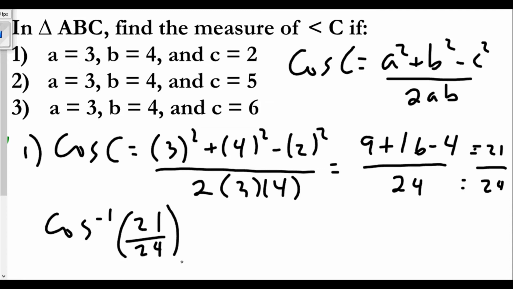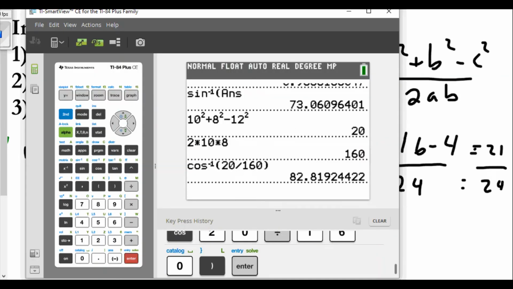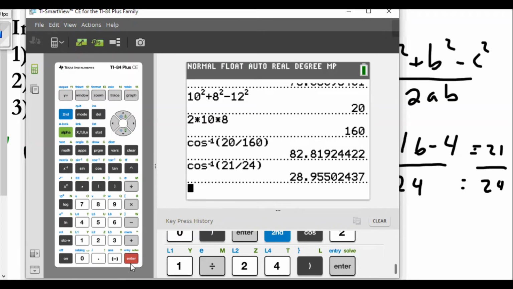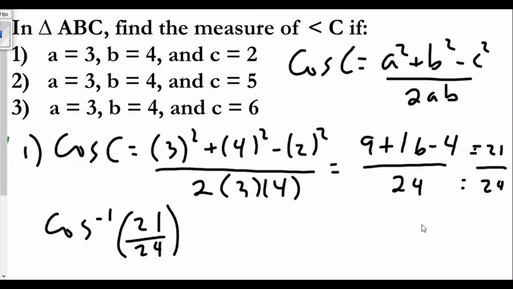Now, one of the things I'll be very careful about is that I don't want to type this all in my calculator. I could, if I'm super careful. I like finding each one separately because this way I don't have to worry about making errors. The calculator is not wrong. It's based upon what you type in, and so the order of operations becomes a little tricky. So for the most part, I want to make sure that I type in the correct values. So 21 divided by 24, and we find our angle measure is going to be 28.95, which to the nearest degree would be 29 degrees. So here the measure of angle C equals 29 degrees.